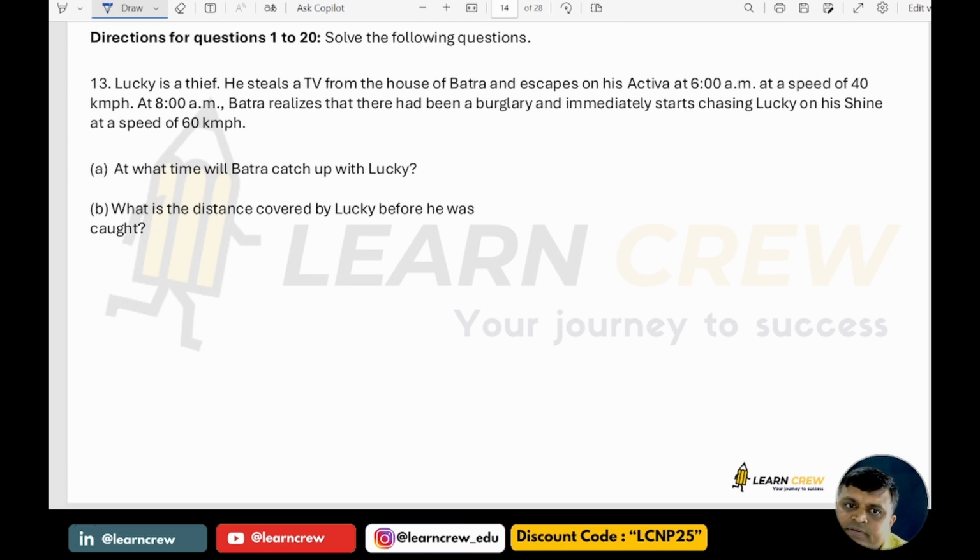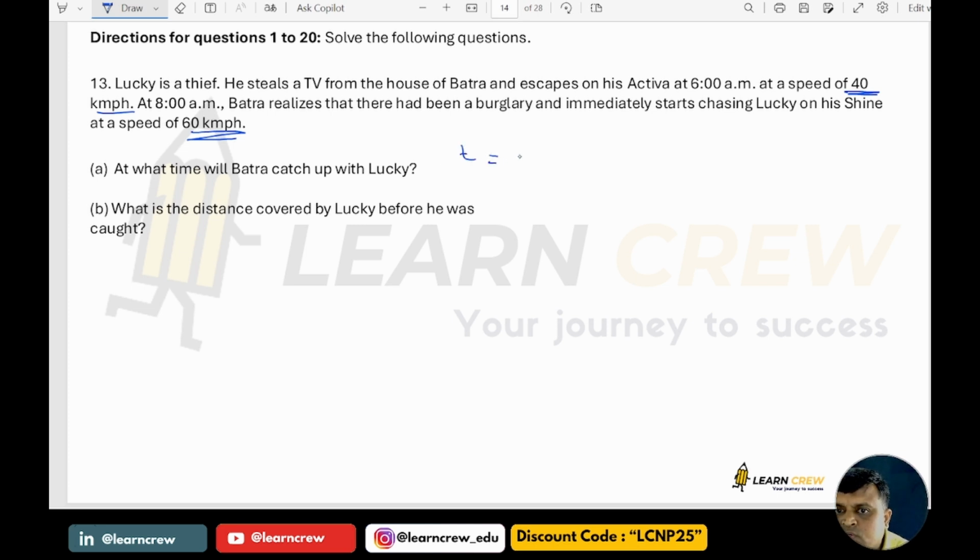Then question number 13. Lucky is a thief. He steals a TV from the house of Batra and escapes on his Activa at 6 a.m. at a speed of 40 km per hour. At 8 a.m. Batra realizes that there had been a burglary and immediately starts chasing Lucky on his Shine at a speed of 60 km per hour. Okay, the first speed is 40 km per hour. So at what time will Batra catch the thief?